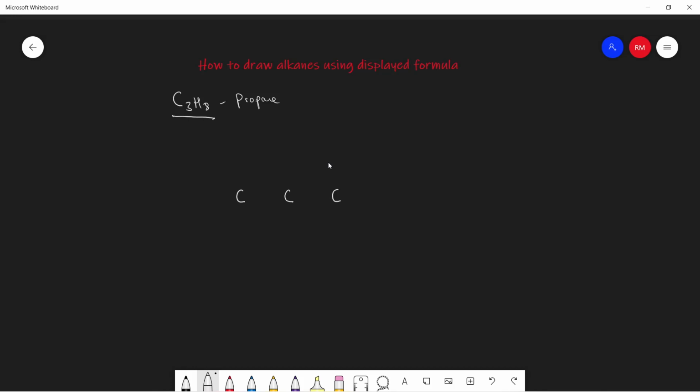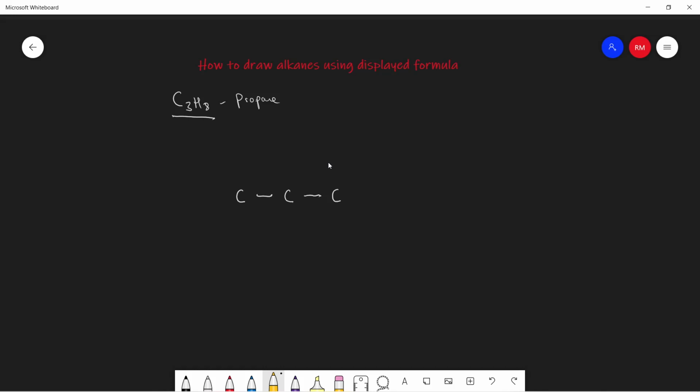And well, what do we know about carbons? We know that they exhibit covalent bonding. So here we go. We've got our single covalent bonds. Now we know there's 8 hydrogens. And we also know that carbon can bond up to 4 times. We've looked at this in the previous video.